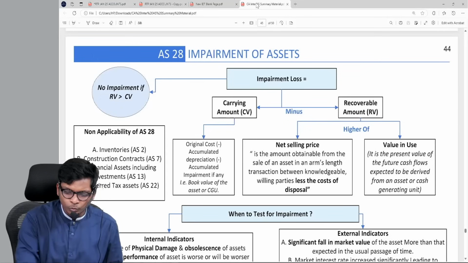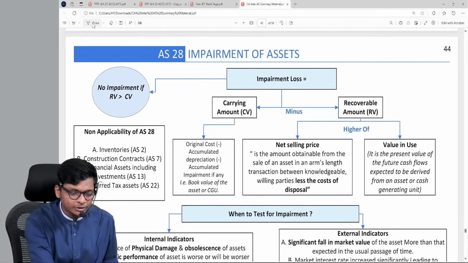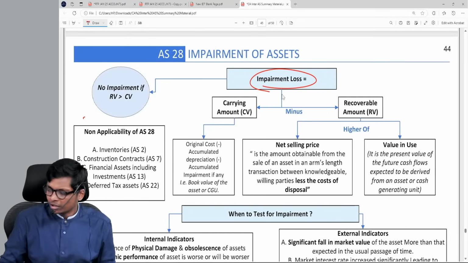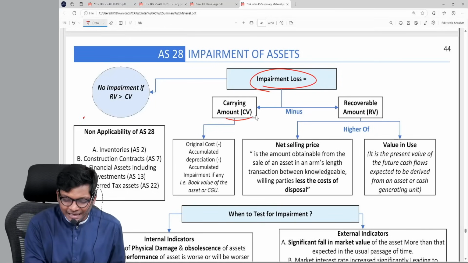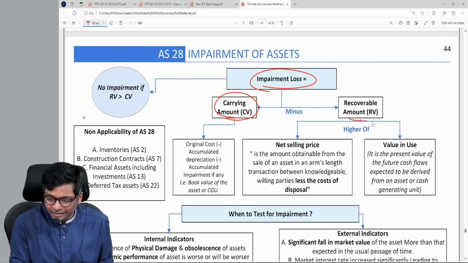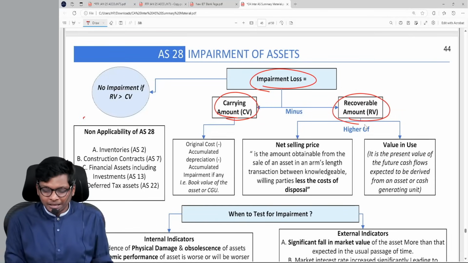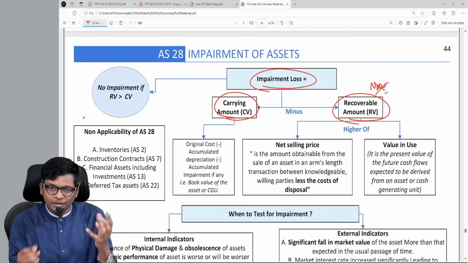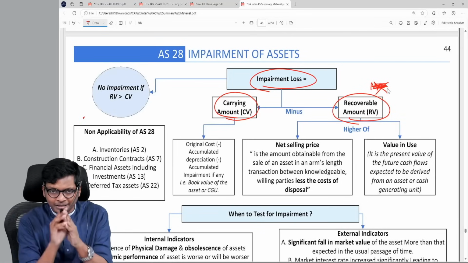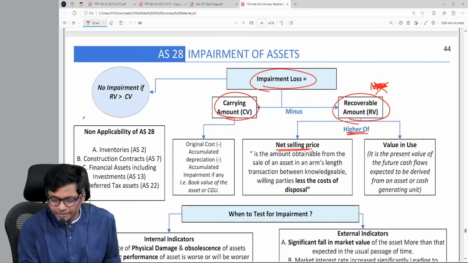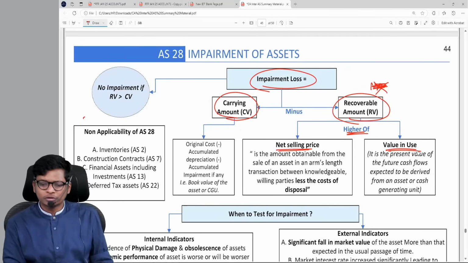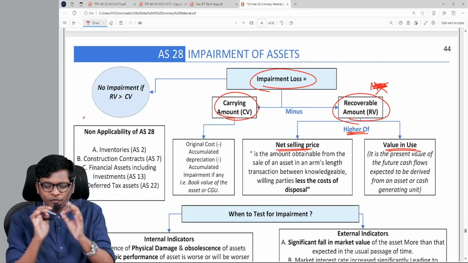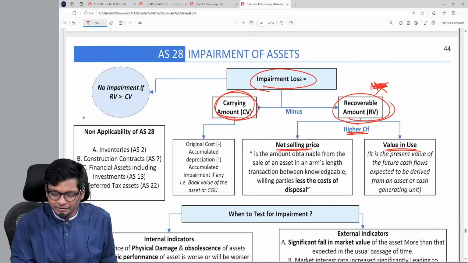In AS28, the main concept, if they ask in the exam also at inter level, is mainly going to be to compute your impairment loss. Your impairment loss is basically your carrying value, your book value, compared with the recoverable amount. Recoverable amount is what you can recover from the asset. We don't call it NRV. What you can recover if you sell the asset. For that, recoverable amount is the higher of net selling price and value in use. In the detailed AS28 class, we talk about the logic of this equation. For now, for the exam, loss is carrying amount compared with recoverable amount.